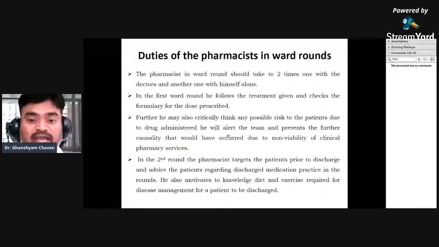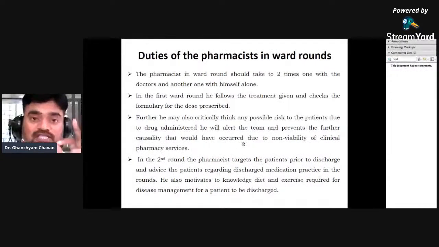So he can alert and prevent further casualties that would have occurred, because he will check what the causes of the previous casualties were, by checking their effects, that this drug is producing that typical effect, that this drug is producing a decrease in the platelet count, and platelets have a great role in bleeding diseases, like ulcerative colitis or IBD.